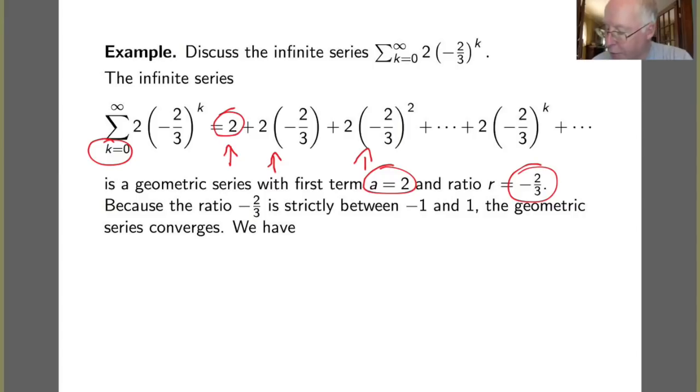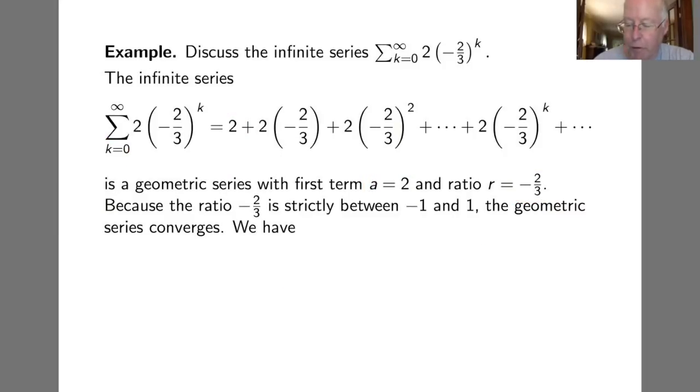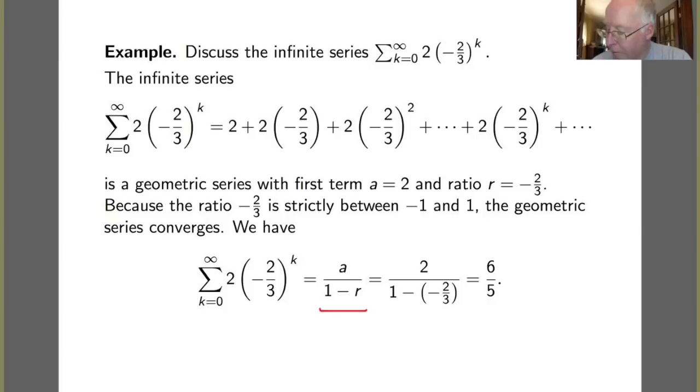And because minus 2/3 is strictly between minus 1 and 1, we know that this geometric series converges. We've already derived a formula for the sum of such a series, so we're going to go back and use that formula, that this series then must converge to a over 1 minus r. The a was 2, the r was minus 2/3, and this arithmetic gives us 6/5.